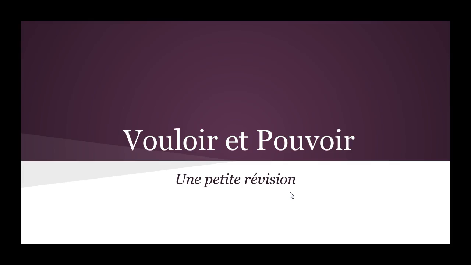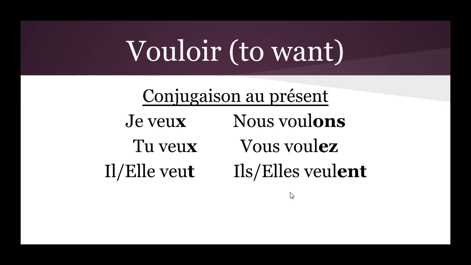So une petite révision, a little revision. Okay? Bon, ok. Vouloir, to want. Ok, ça veut dire to want. En anglais, in English, to want, vouloir. Voilà, voici la conjugaison au présent. That means this is the conjugation of the verb in the present tense. Je veux que vous m'écoutiez bien et que vous répétiez après moi, okay? So I want you to listen and then repeat after me, okay?